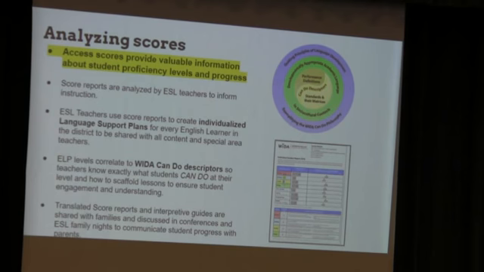Analyzing the scores, ACCESS scores provide valuable information about student proficiency and levels of progress toward English language proficiency. Score reports are analyzed by ESL teachers to inform instruction. ESL teachers use the score reports to create individualized language support plans for every English learner in the district. ELP levels correlate to the WIDA can-do descriptors, which make sure that teachers know exactly what students can do based on their individual English language proficiency level. Translated score reports and interpretive guides are shared with families and discussed in conferences and ESL family nights to communicate progress to families.